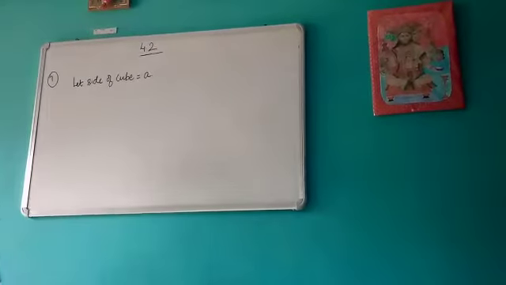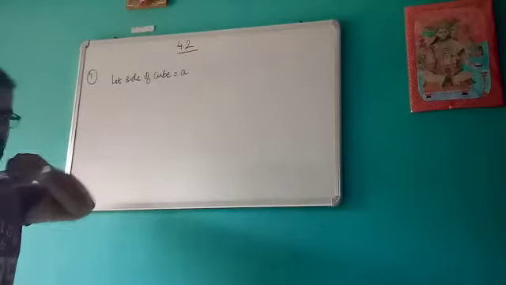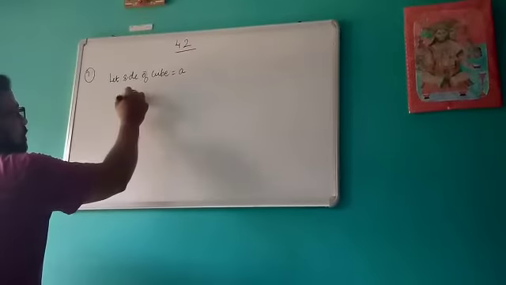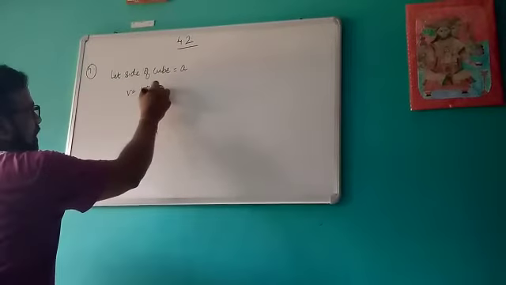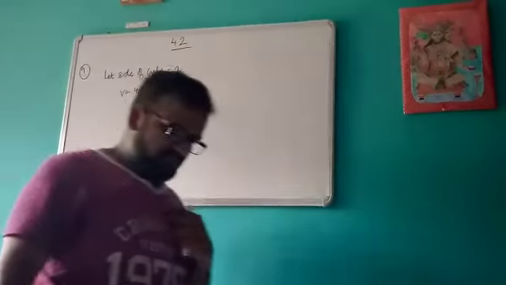Okay, so one application of square root was that you can find the side of the square whenever the area of the square was given. Similarly, you can also find the side of the cube when the volume of the cube is given. Suppose in this question the volume is given as 46656 centimeter cube.